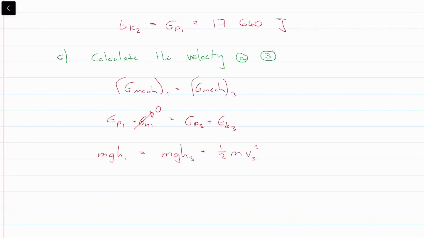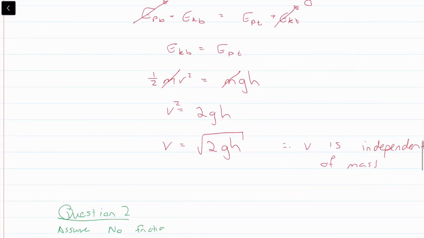And that's what we're looking for. We're looking for this quantity right here. So we can actually take out the masses. If we rearrange this, this is going to come out as v3 equals the square root of 2g times h1 minus h3. And that is the same as the equation we solved for earlier, where this is just change in h now.